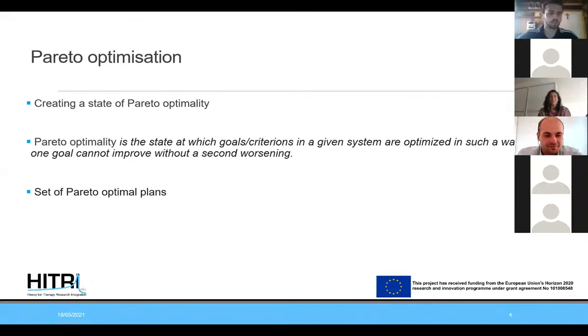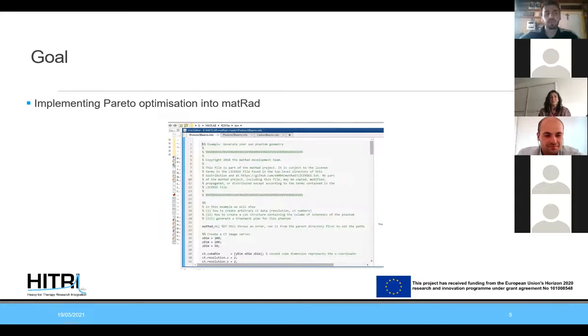Or in the case that we have multiple criteria, then changing one criterion will result in worsening at least one other criterion. And the whole point of Pareto optimization is to create a set of Pareto optimal plans. Every Pareto optimal plan is, in a sense, optimal, but not from a medical perspective. So it is up to a physician to decide which of those plans is the best scenario for treating the patient. And the main focus of my work is to implement Pareto optimization into matRad. It basically means modifying the already existing codes, so it gives a set of Pareto optimal plans.